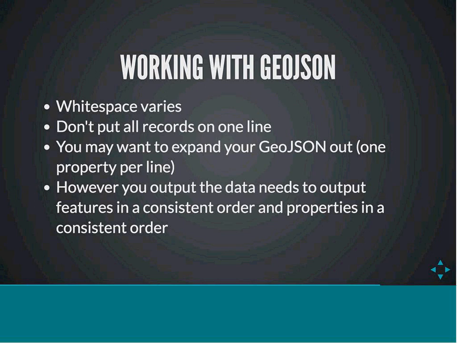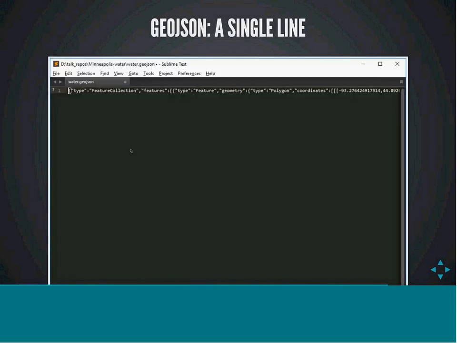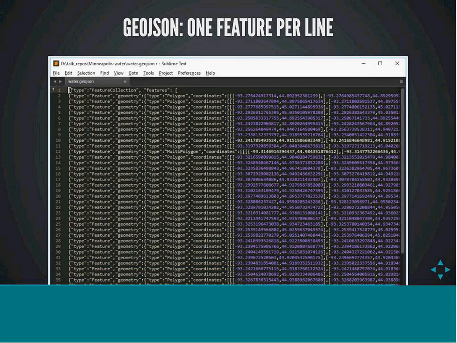You may want to extend it. I've got some screenshots I'm going to jump to for this right now. Just to show you, I downloaded Minneapolis water features from Open Data Minneapolis, and it can be on one line, 660,000 characters on one line. Not useful, unless you care about finding the change.